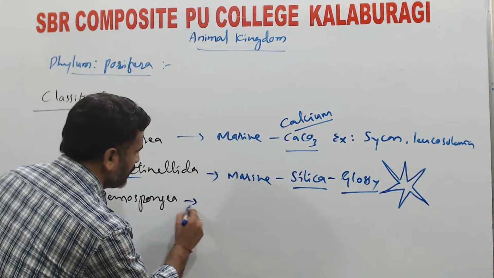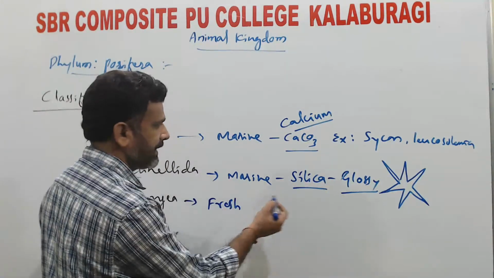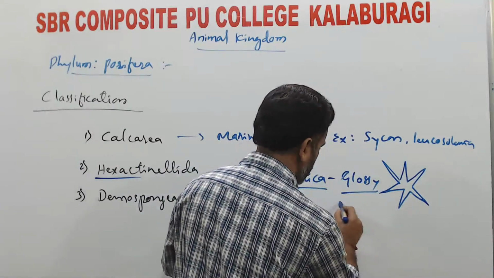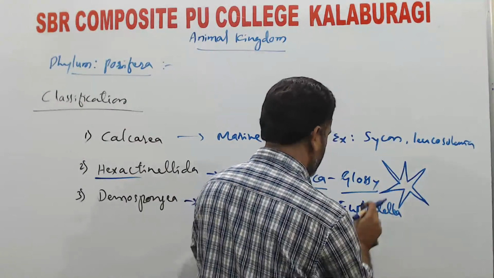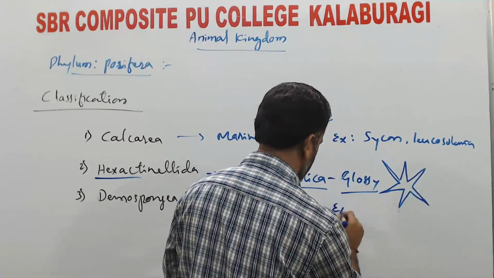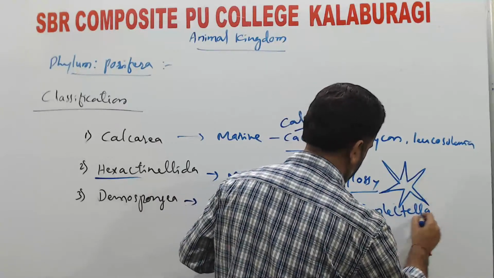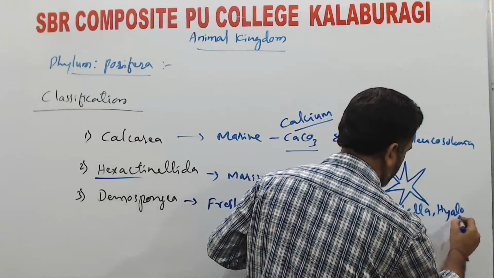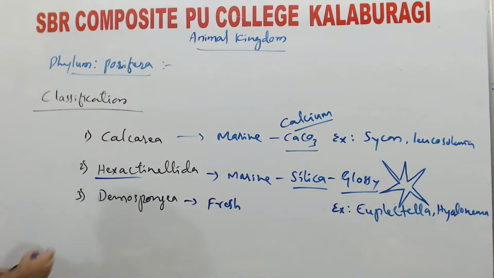Examples for this Hexactinellida are Euplectella and Hyalonema.